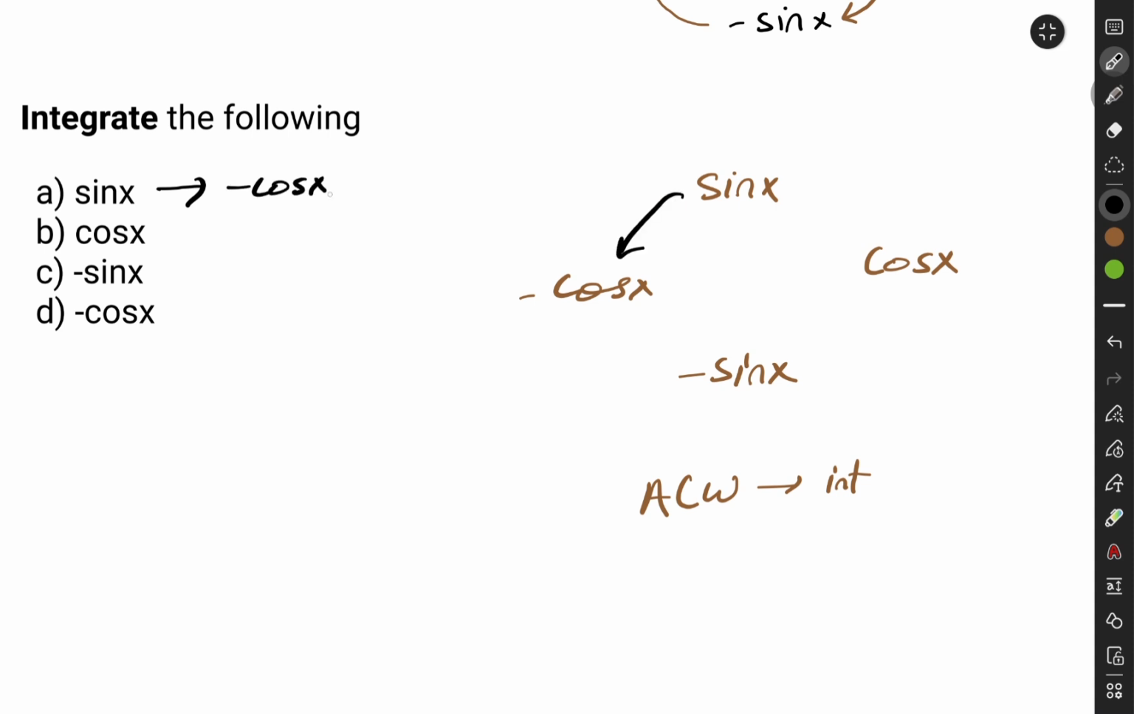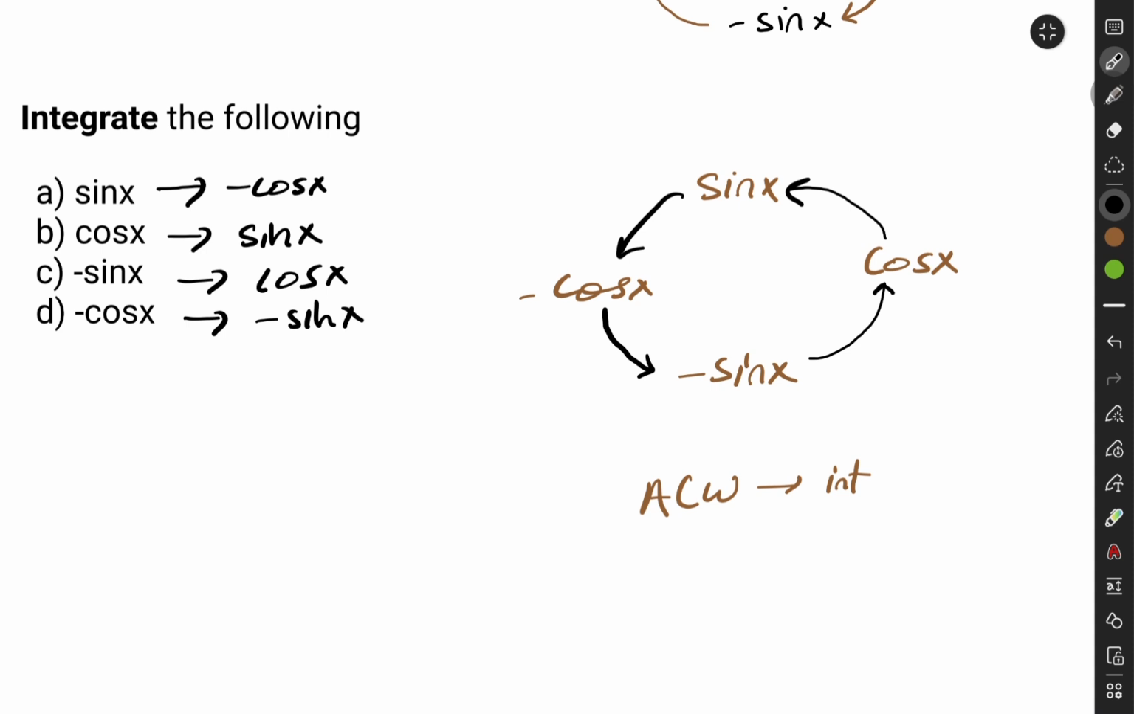So sine x, we go anti-clockwise. That's going to be minus cos x. Cos x is going to be right over here. So I'm going to go anti-clockwise. So it's going to be like this. So sine x, and then minus sine x is going to be again anti-clockwise. That's going to give me cos x, and then minus cos x anti-clockwise. That's going to give me minus sine x. Okay, so that's how you do this. It's just remembering the directions, and the rest is really easy. So that's all. Now in the next video we're going to be going through applying this to the kinematic graphs.